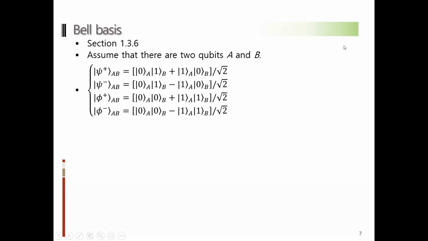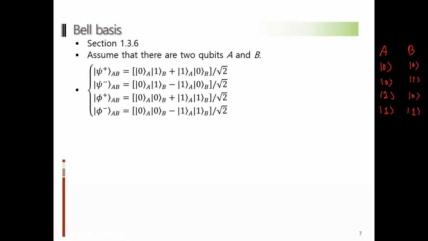Let's assume that we have two qubits, A and B, and we know that there are combinations for the A and B qubits. The A qubit can be either 0 or 1, and the B qubit also can be either 0 or 1. So there are all four combinations, which we already know too well. These are all the possible combinations.